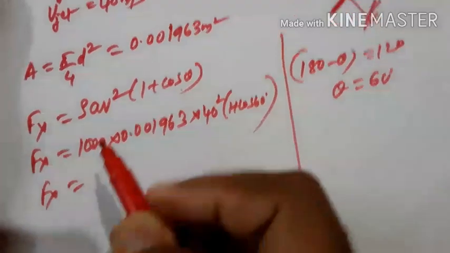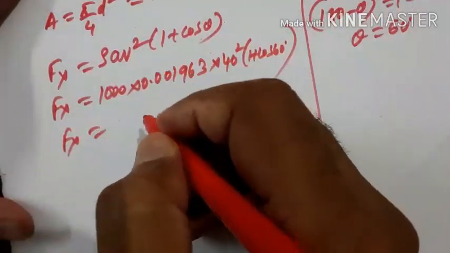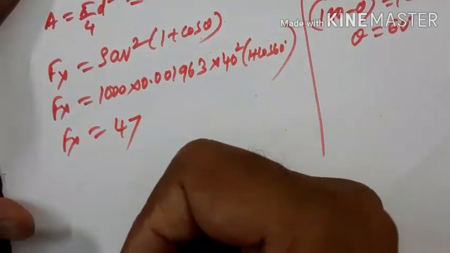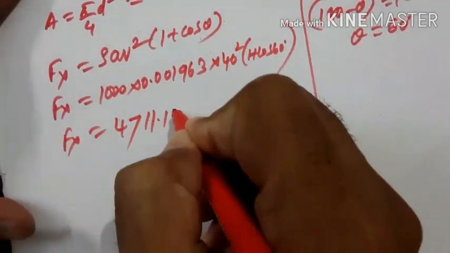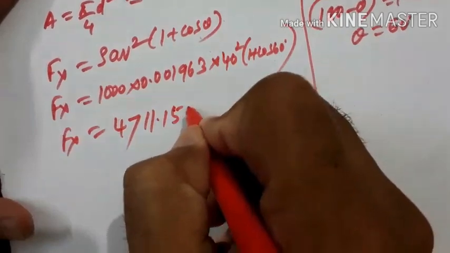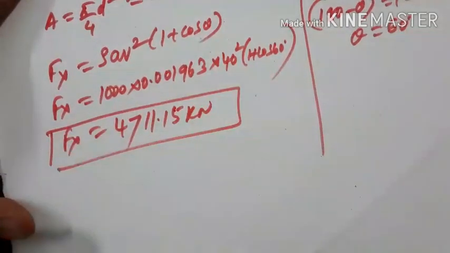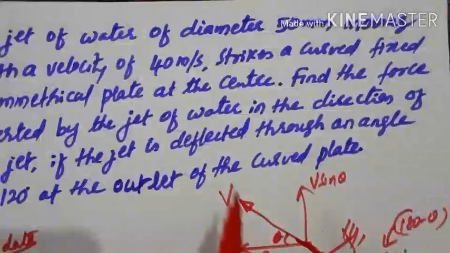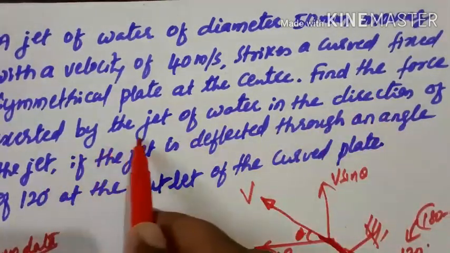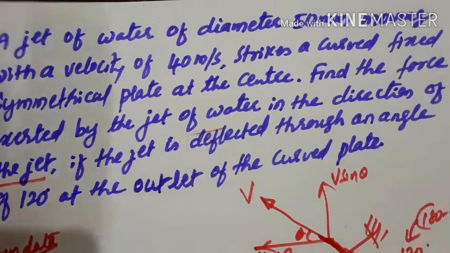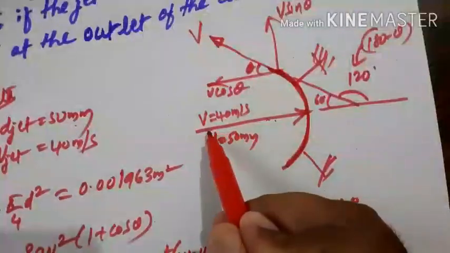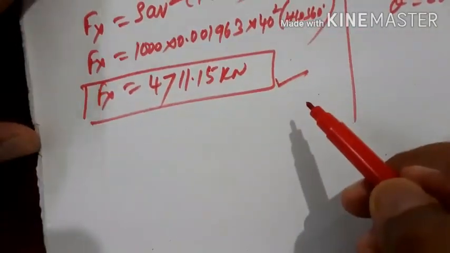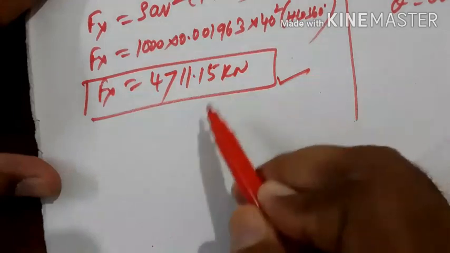So you will get the answer, Fx will be 4711 kilonewton. They ask only the force exerted by the jet in the direction of the jet. In the direction of the jet means the jet is striking in x direction. This is x direction. So this is the force exerted by the jet in x direction. So this is the answer.